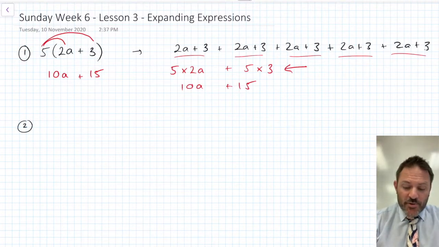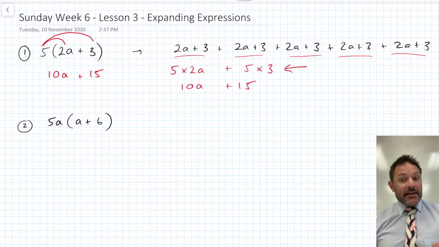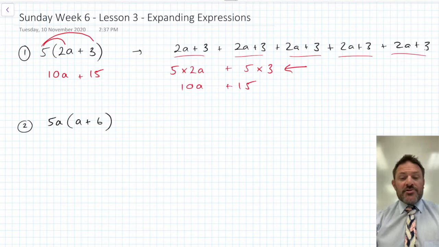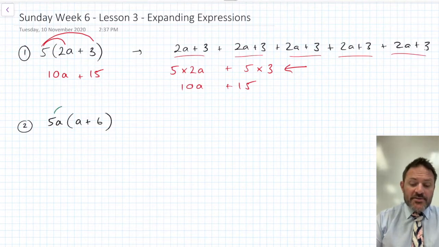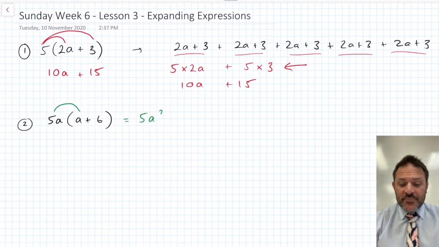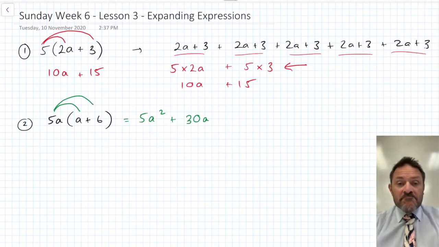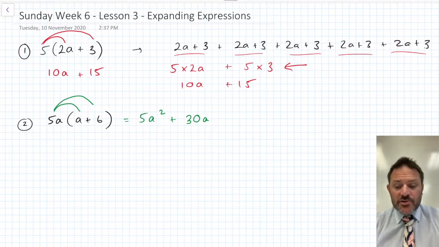So, we could do a harder one, of course, like 5a outside of a plus 6. Okay, where I have a number and a letter at the front. So how would you do this? Well, 5a times a, we're looking at our index laws now that we've done them for some time, 5a squared. Then we've got the 5a times 6, that makes 30a. And what I've now done, I've just expanded. There's nothing really to simplify in this case, so job done.